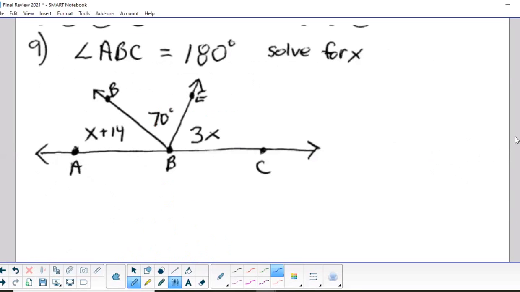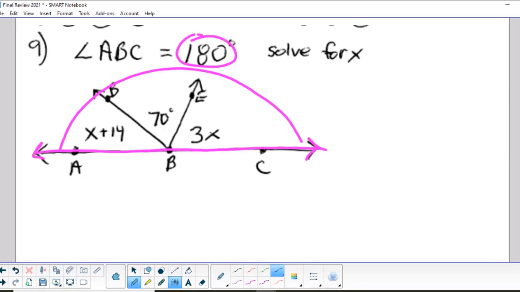All right, here's number 9. And so it says that angle ABC, do you see where angle ABC is? Look at the letters, ABC. It's straight, right? What kind of angle is that? It's a straight angle. You're right. And it's saying that that straight angle equals 180. That means all these 3 add up to 180. So you just gotta combine them all.